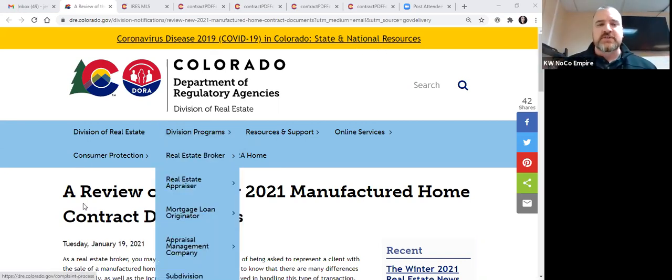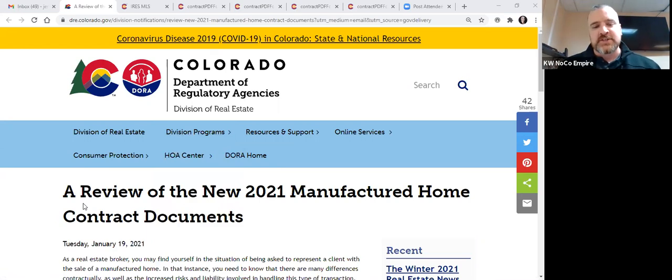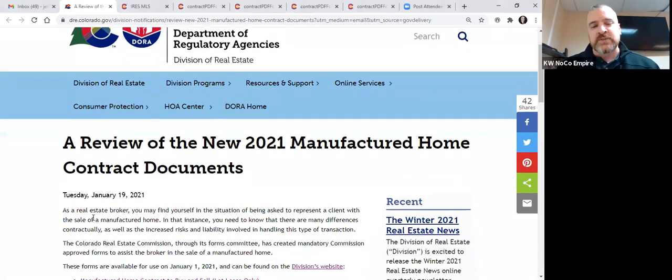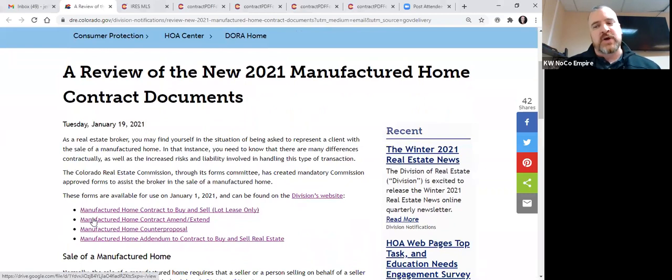Again, the Real Estate Commission falls under the Department of Regulatory Agencies, and so does the Division of Housing. And the Division of Housing is what would govern that type of transaction where there is no real property component that we just talked about.